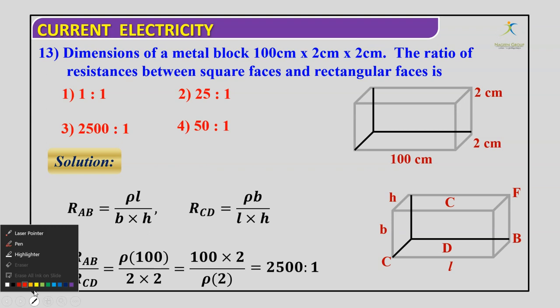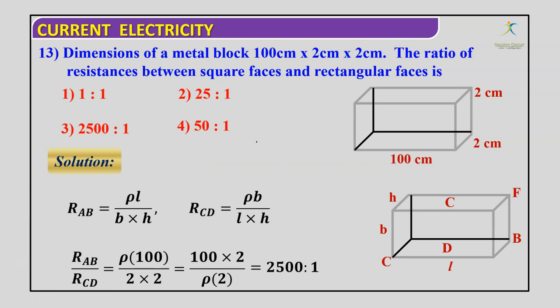For more elaboration, I just want to elaborate this term a little bit more. We know the formula of R, which is rho L by A. So here the area, if we take AB, will be width into height. So for this scenario, we take the area as breadth into height. And for the case of CD, we take length into height for the area. I hope you understand and are getting my points.